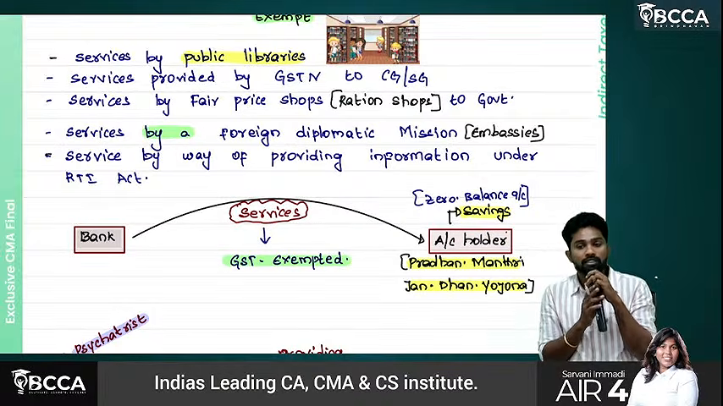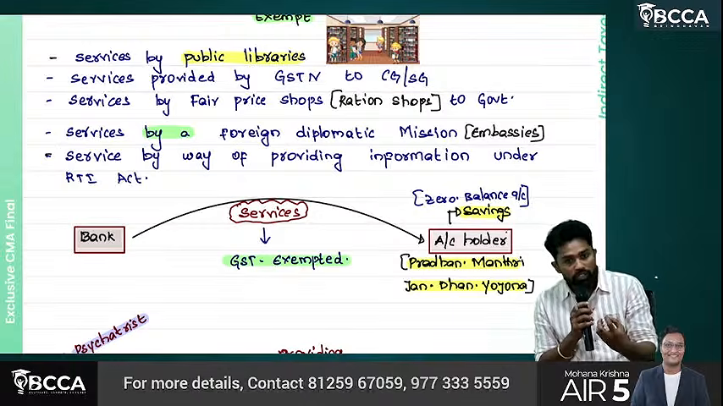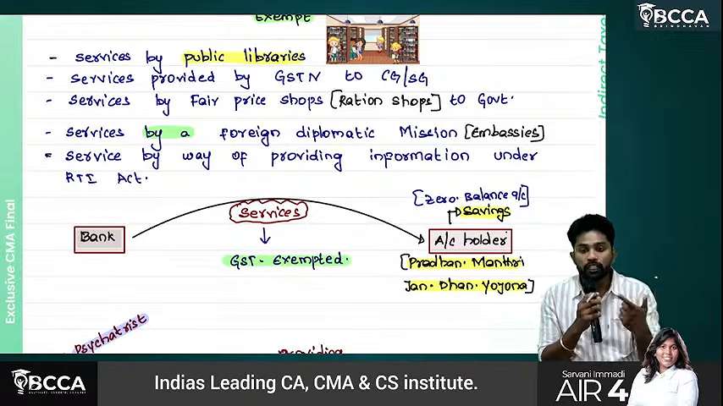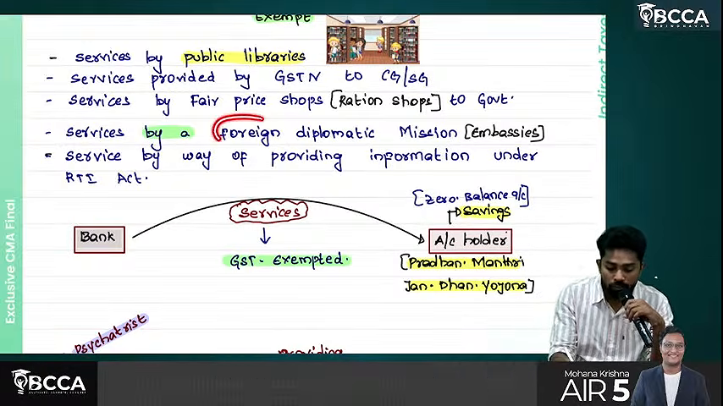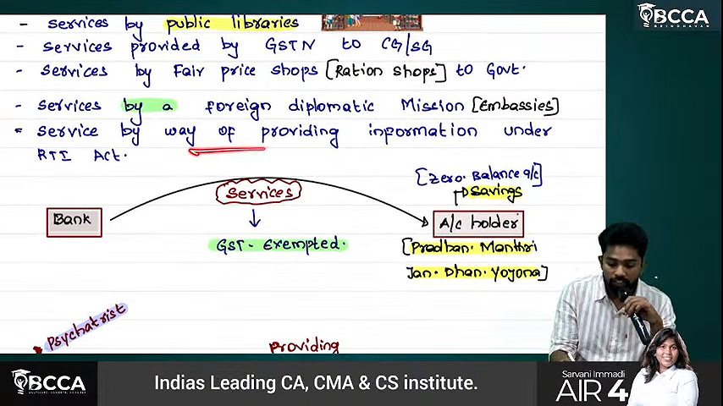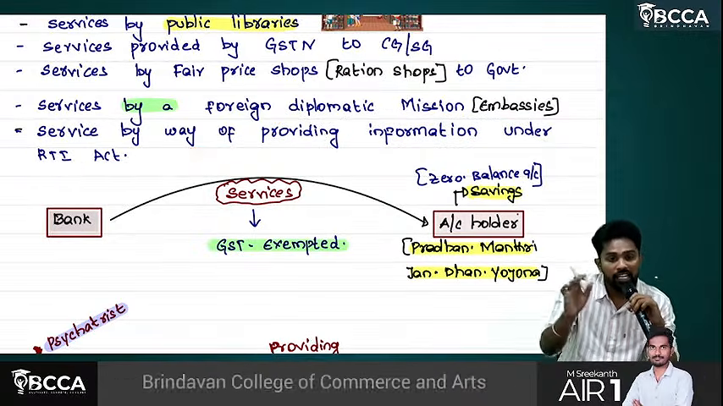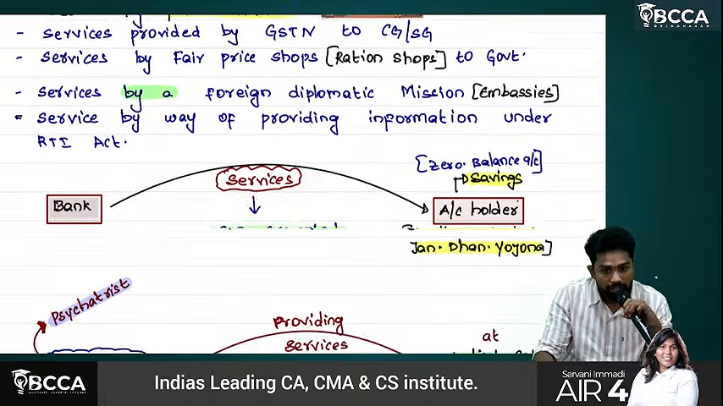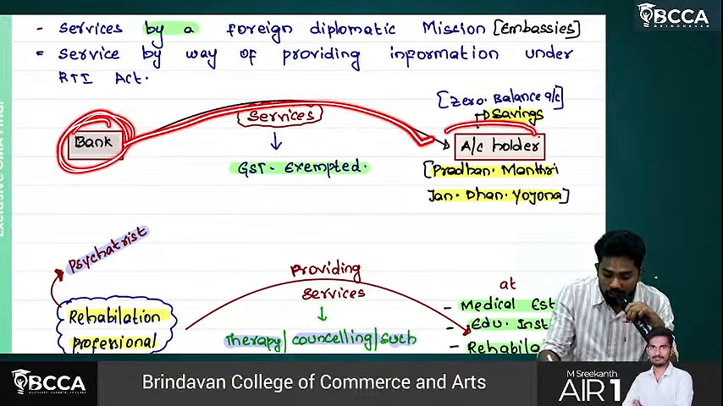Foreign diplomatic missions, na, embassies. Sir, embassies and all. Sir, usually you want to go to the US or UK or somewhere outside India, then your visa gets processed where? In these embassies only. So the services by way of foreign diplomatic mission are what? Exempted. Then services by way of providing information under the RTI Act. Under the RTI Act, you pay some amount and collect information. That is also exempted.